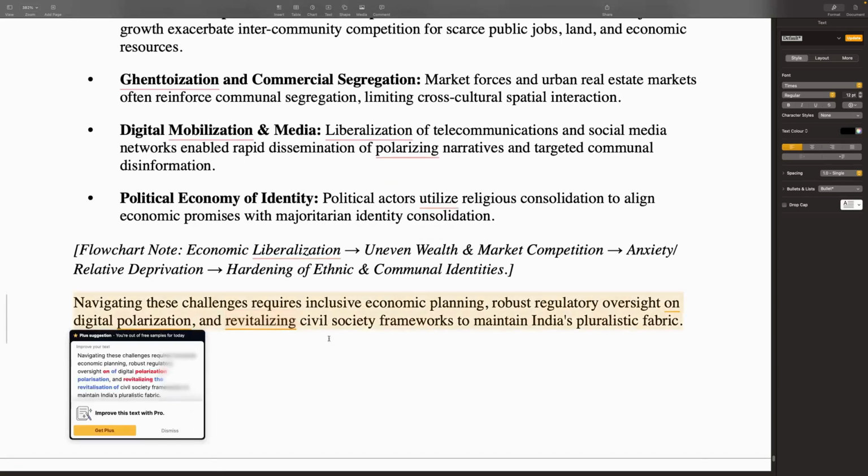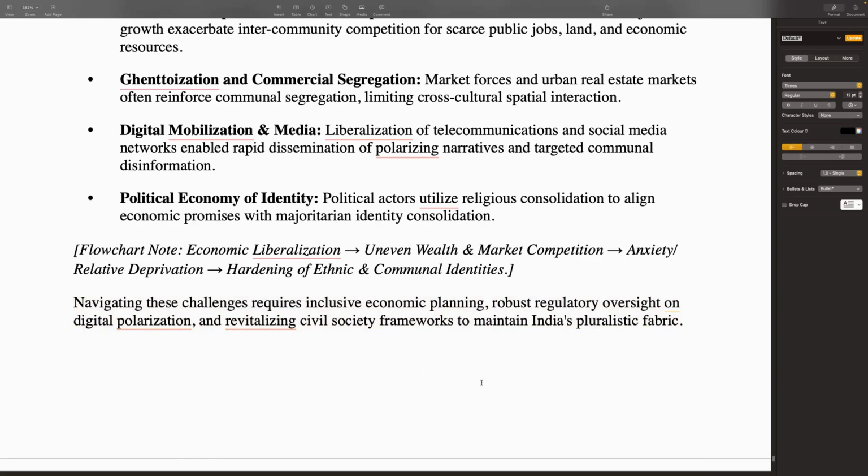Navigating these challenges requires inclusive economic planning, robust regulatory oversight on digital polarization, and revitalizing civil society frameworks to maintain India's pluralistic fabric.